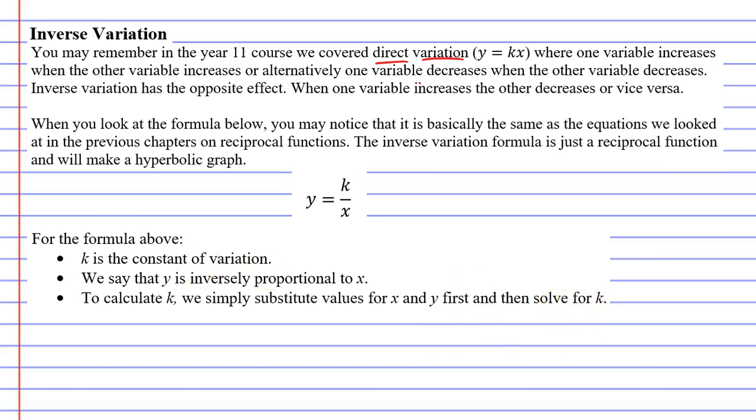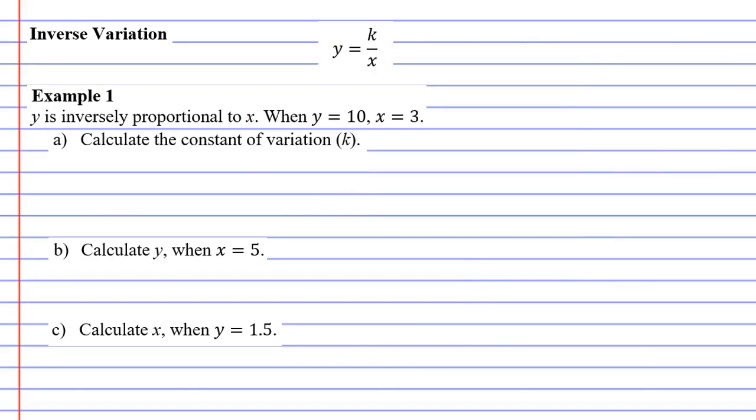Now, I'll show you how this works in example 1. In example 1, it says y is inversely proportional to x. As soon as I see this statement, I know that I'm using the formula y equals k over x. I'm also told that when y equals 10, x will equal 3. So we'll move on to question A. It says calculate the constant of variation k.